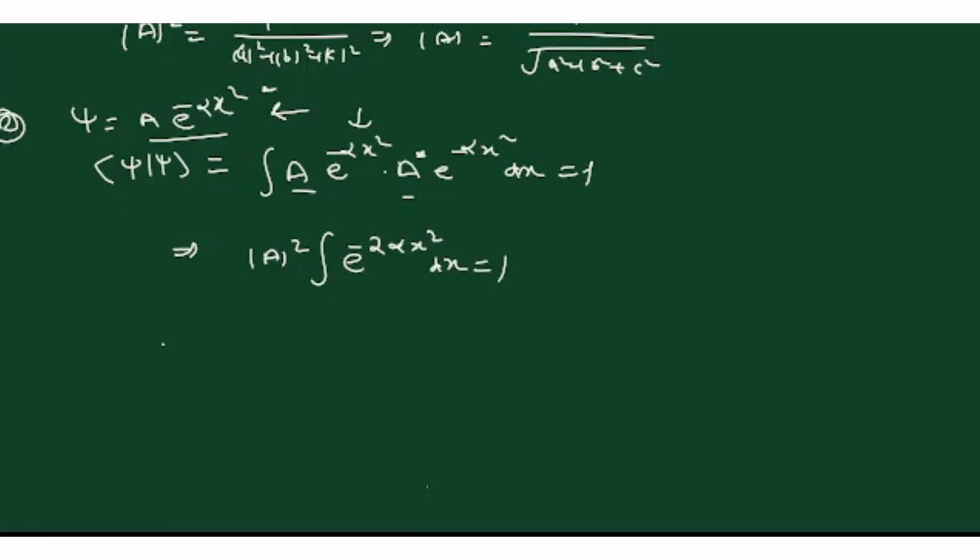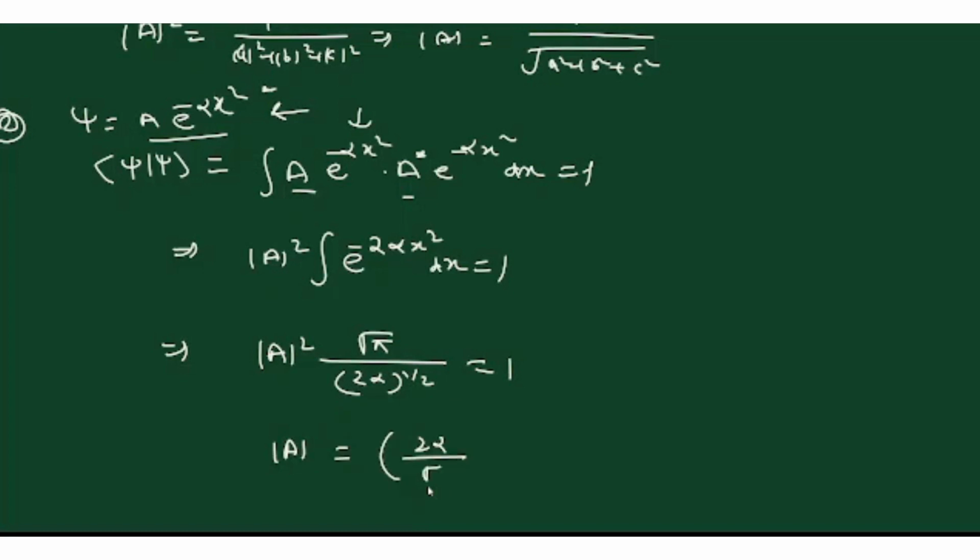We know by the gamma function what the integration of this value is. This integration will become root of pi over 2 alpha, to the power 1 by 2, is equal to 1. Now my mod a becomes 2 alpha over pi, to the power 1 by 2, because you can see the 1 by 2 term here. This is my normalization constant. This should actually be the power 1 by 4, because 1 by 2 is there; I made a mistake, it is 1 by 4.